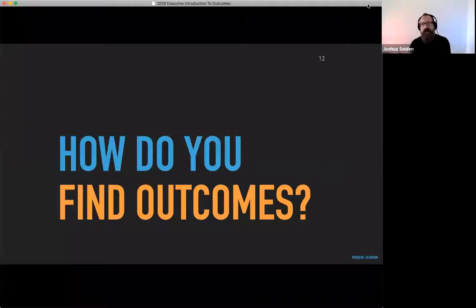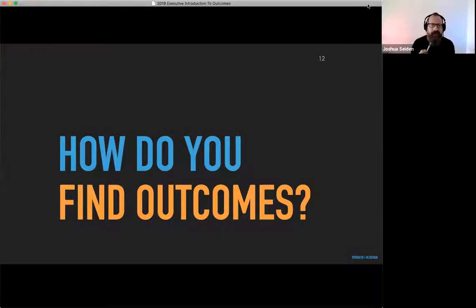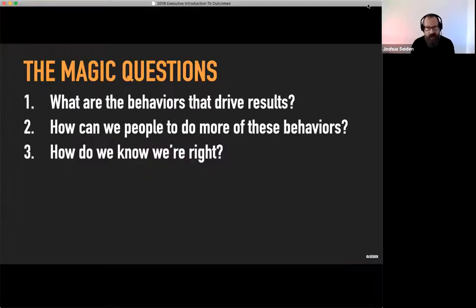So hopefully now you kind of understand the notion and hopefully also why this idea of being more outcome centric is important and valuable. The next question that folks usually ask me at this point is, okay, I get it. How do I find outcomes? And so in my coaching work, I typically use this notion of magic questions, 3 magic questions that help us figure out and work with outcomes, okay?